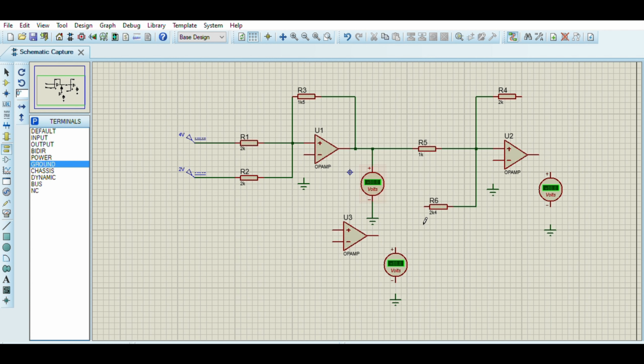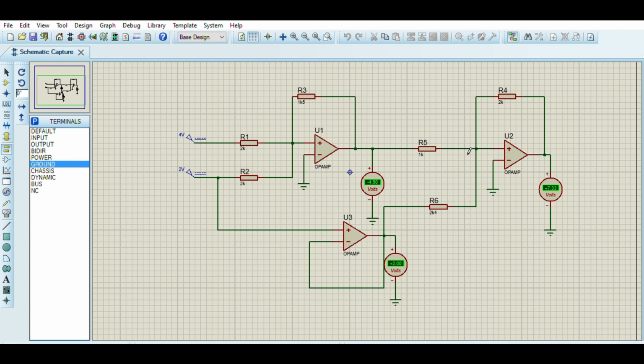After that, we must connect all of the wires. This op amp is connected with the 2K resistor. After we're done with the circuit, we can run the simulation to find out the value of the output voltage.